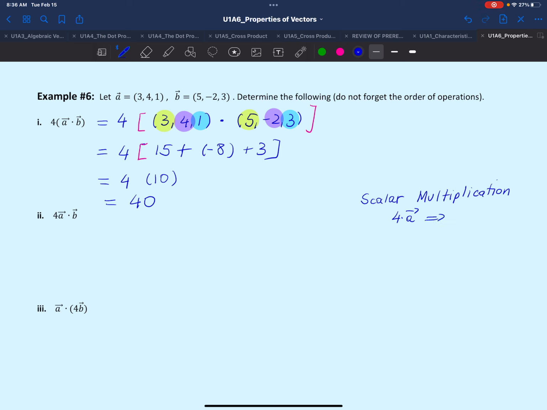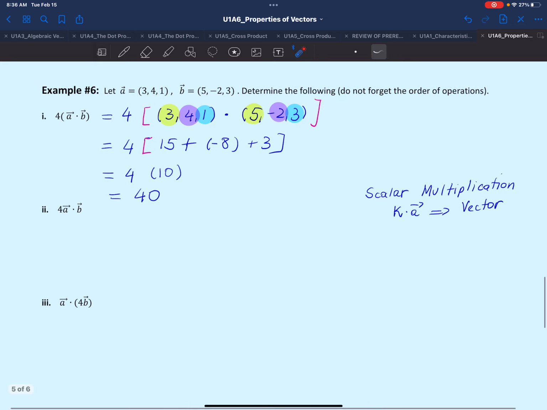And the answer we get is another vector, a vector that has become longer or shorter, depending on the value of the scalar k. The vector that we obtain would be longer if k is bigger than 1, or shorter if k is between 0 and 1, or it would go in the opposite direction. So if k is between negative 1 and 0, it will be shorter and opposite to A, and so on.